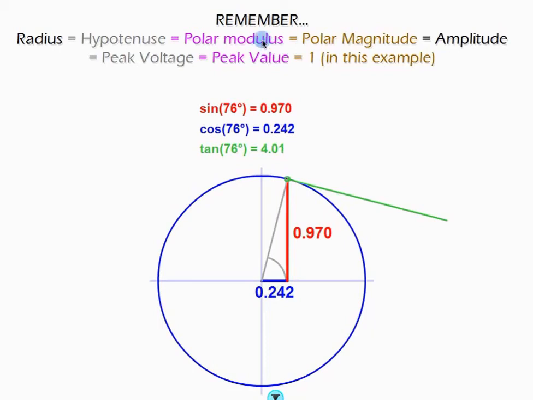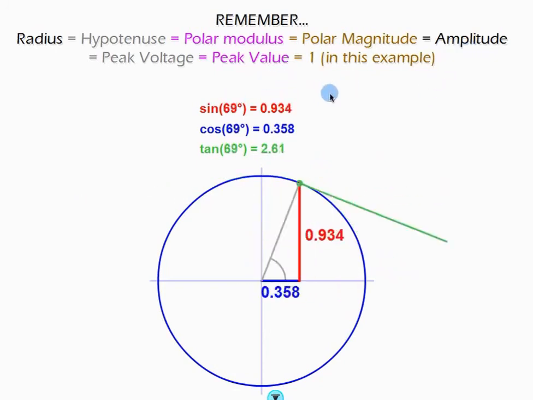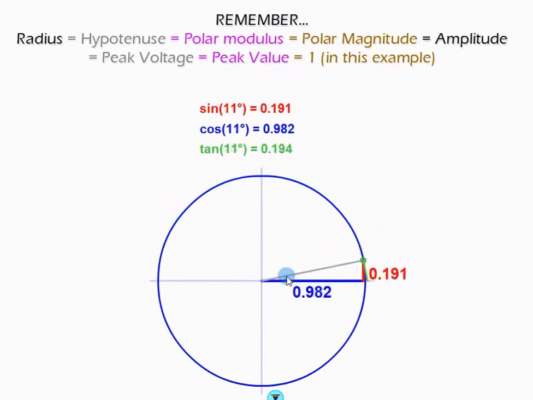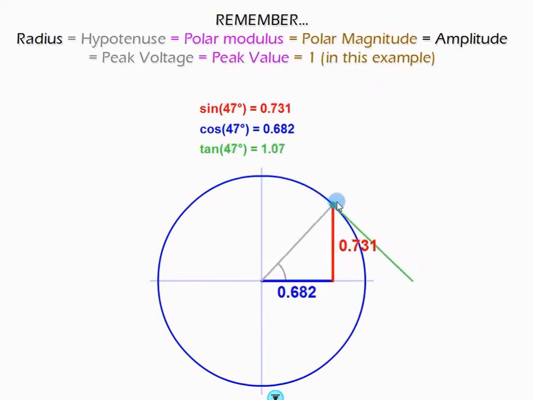If you do polar complex numbers, it's the length, if you like, of the polar number, which is known as the polar magnitude. In electronics, the hypotenuse here is known as the amplitude or the peak voltage. And in a unit circle, all that means is the length of the hypotenuse here, the grey line, is equal to 1. And that makes things easier just to compare. It's easy to compare something to 1 or to compare it to 100%, because of course 1 is 100%. 100 out of 100 is 100%, and that's 1.